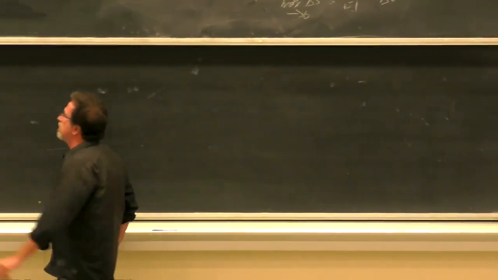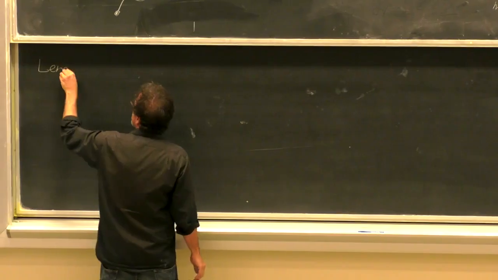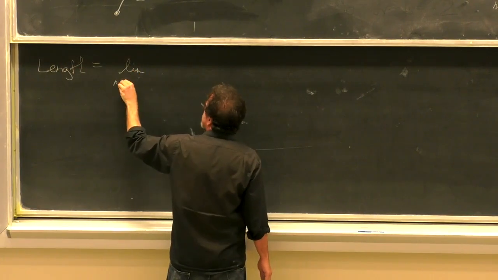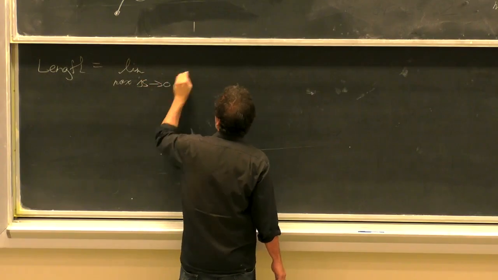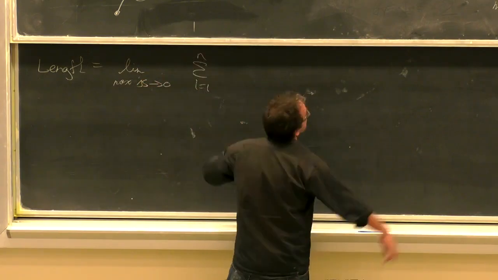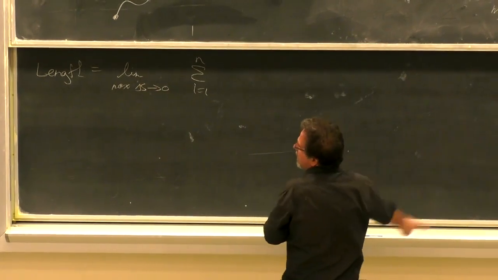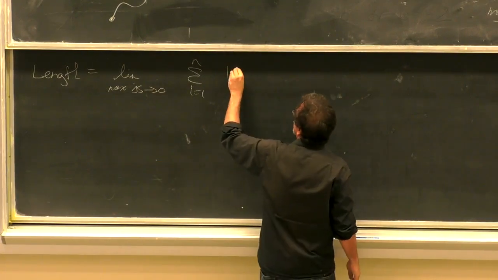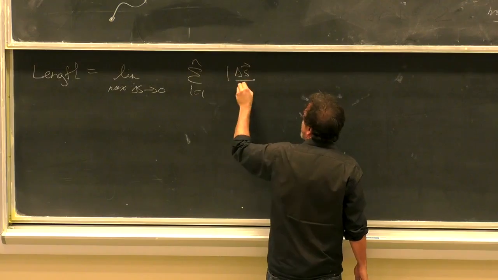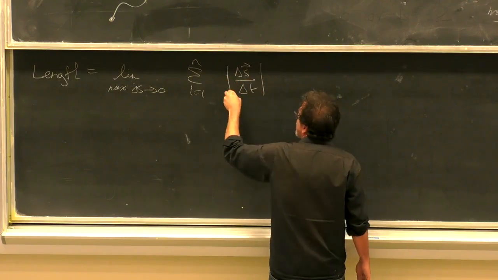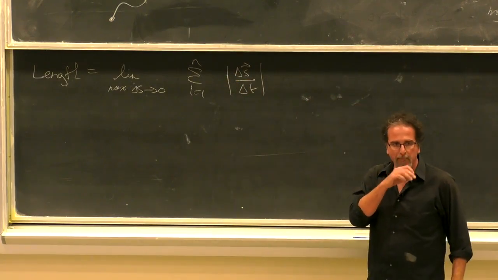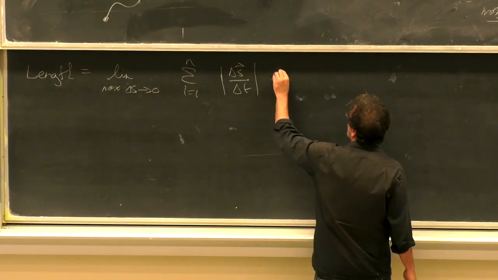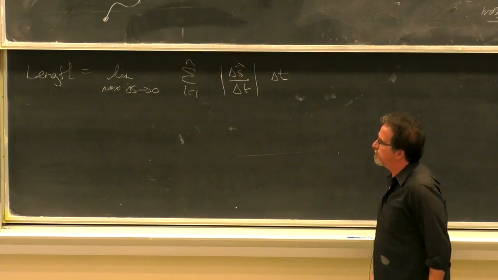So length is equal to the limit that max delta s goes to 0 of the sum i equals 1 to n. Now, delta s_i is the magnitude of vector delta s. So this is the magnitude of vector delta s. And I can put the magnitude on the bottom, too, like this, because delta t is going to be positive. My t is going forward, so the absolute value of delta t is equal to delta t.